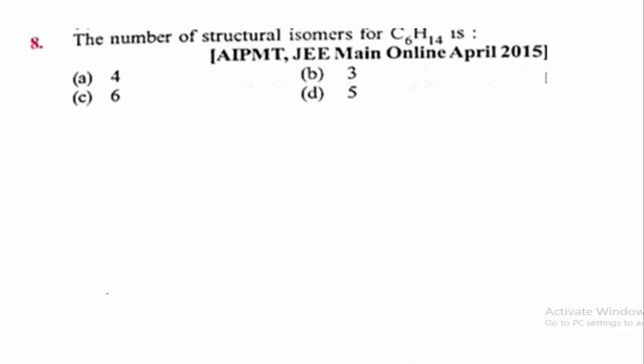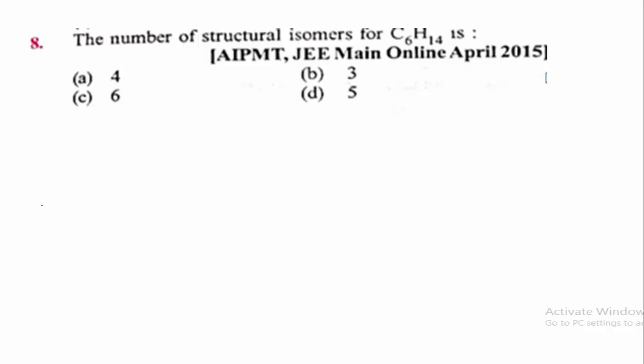Students, next question number 8. The number of structural isomers for C6H14. I think you know the formula C6H14. It is an example of an alkane because it follows the CnH2n+2 formula. Is it right? Yes. Okay, then write the structural isomers.